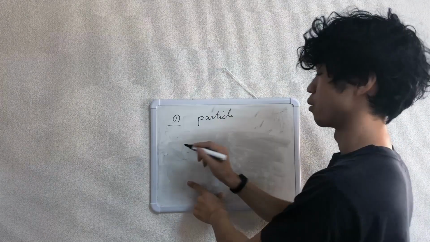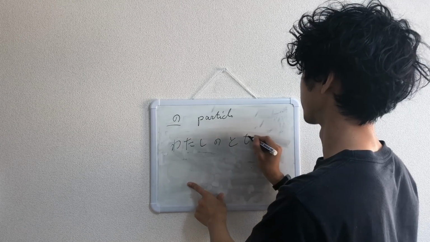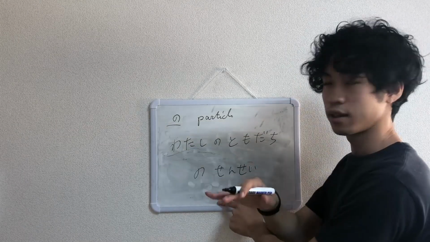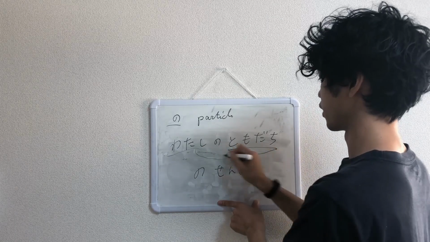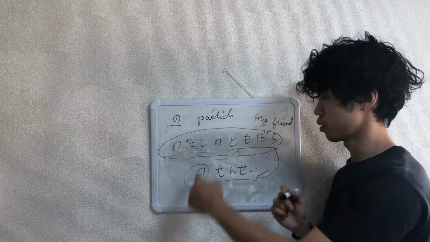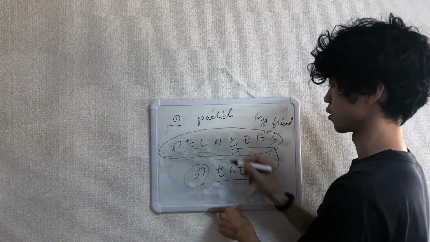For example, 私の友達の先生. Right, so I, friend, so like my friend here. 私、友達. So my friend, sensei, teacher. So my friend's teacher. So no here, and no here too.